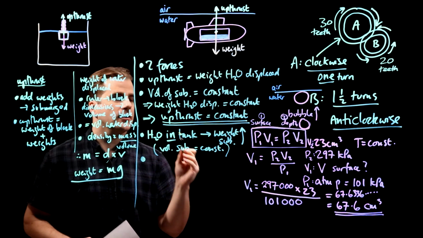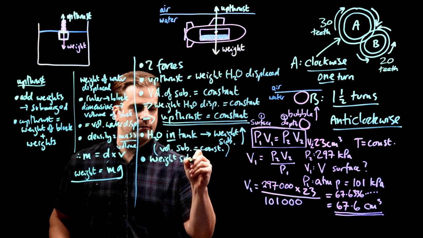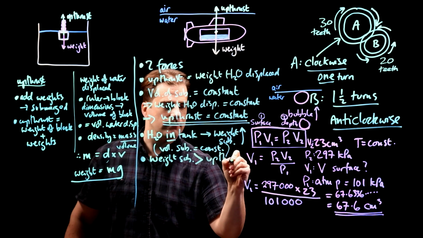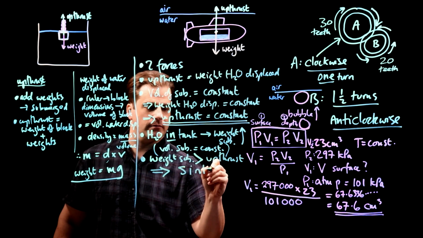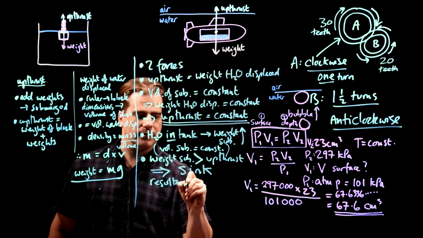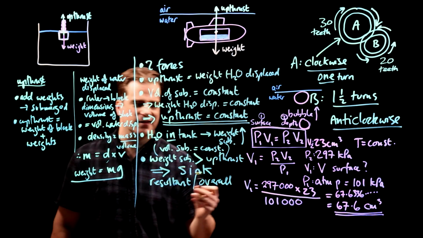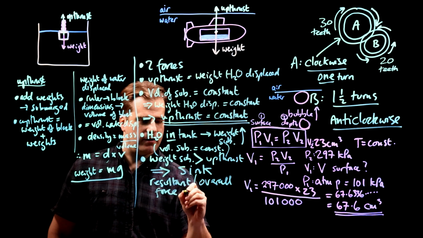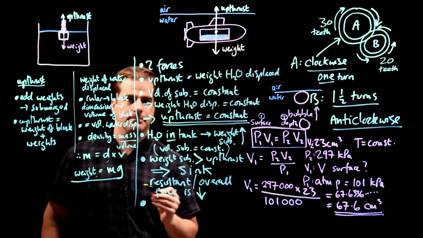Okay. Good. When this weight of the sub becomes greater than the upthrust, then the sub is going to sink, because the resultant, good idea to get this down, the resultant or the overall force, probably use resultant, slightly better than overall, the resultant overall force is down when the weight is greater than the upthrust. Yeah?